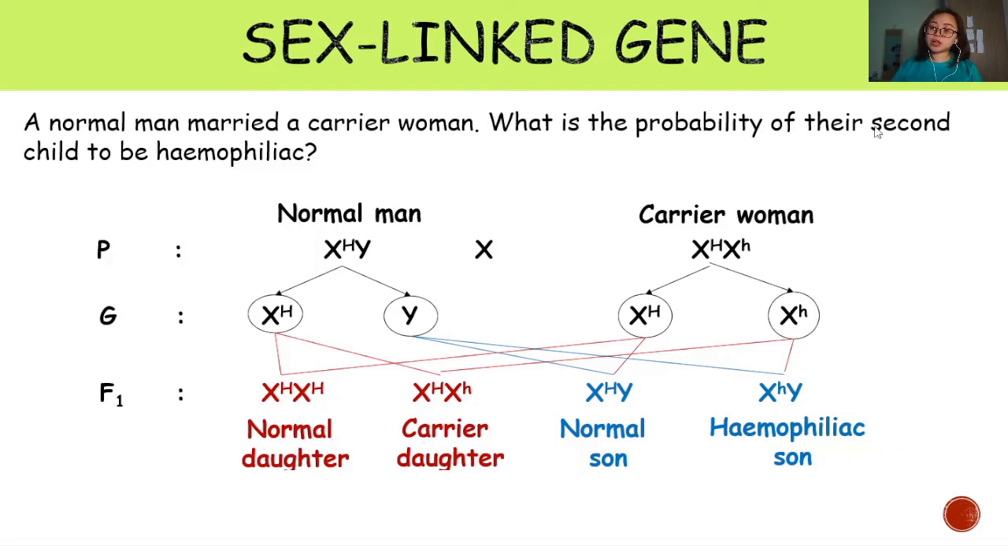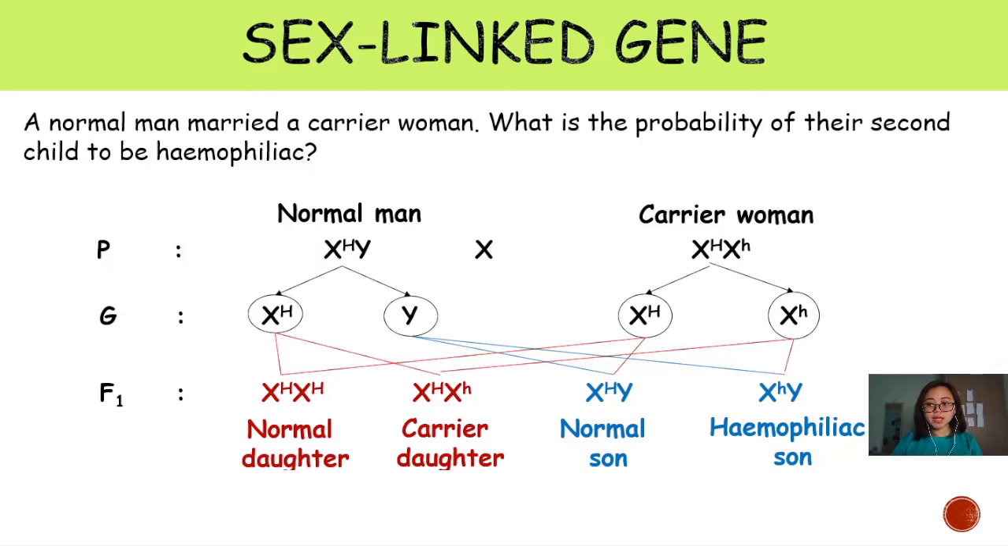The question is just trying to trick you by saying second child. You only need to look at this diagram. Okay? Dalam diagram ini, F1 generation, berapa anak dia yang menghidap penyakit hemofilia? Satu saja, yaitu di sini. Sebab ini normal, carrier, normal, hemophiliac.